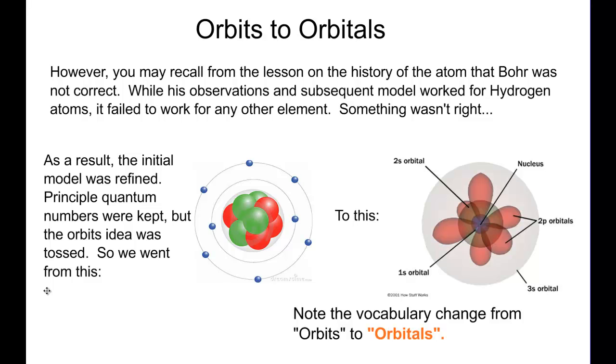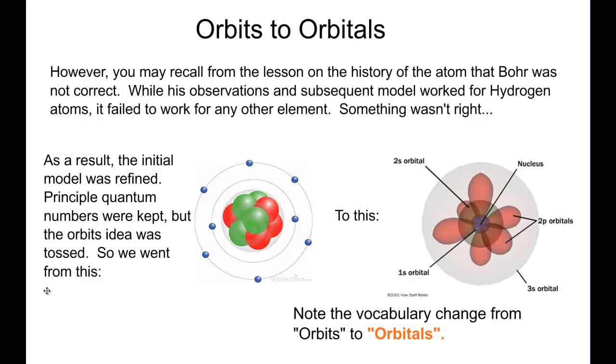All right, so a little bit more history. Hopefully you remember from the history of the atom video that we found that Bohr was incorrect. He did all his experiments solely on hydrogen atoms, but when scientists applied that knowledge to other elements, like even helium, just the next one down on the periodic table, it didn't work. Bohr's observations didn't stand up, and his theory didn't stand up to scrutiny. That's what science is all about. So we refined it, okay?